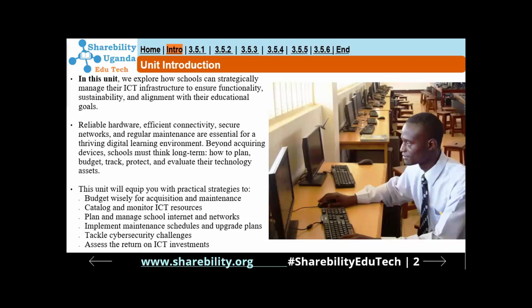You need to be having these devices that you have acquired in the school. First of all, how do you acquire them? How do you buy the good devices? How do you maintain them? The devices and even the networks, the internet. How do you make sure that you are having a thriving digital learning environment and things are working out?